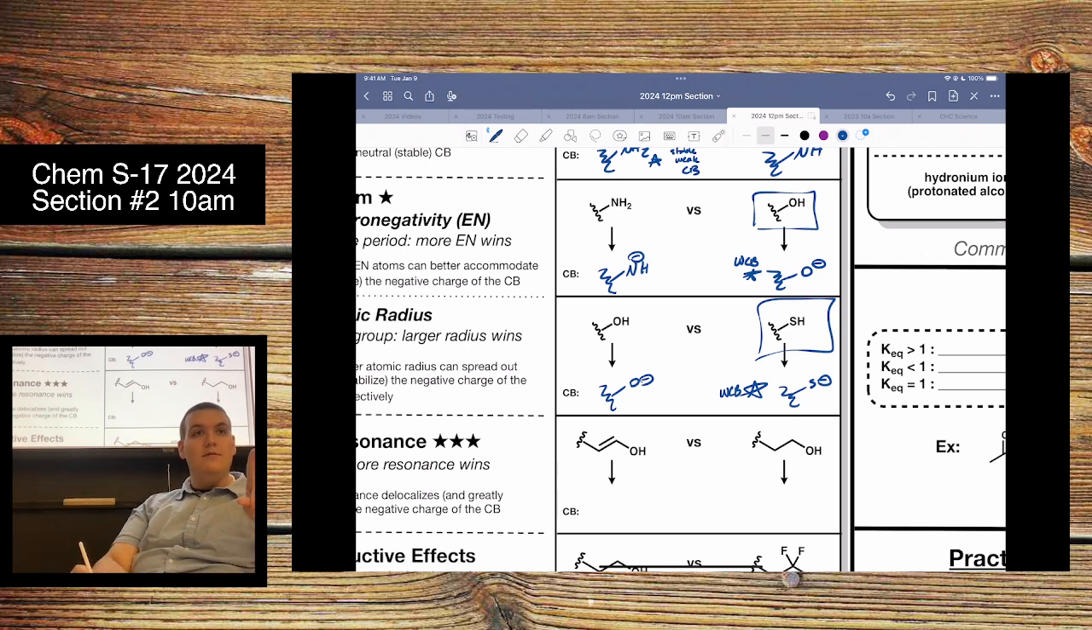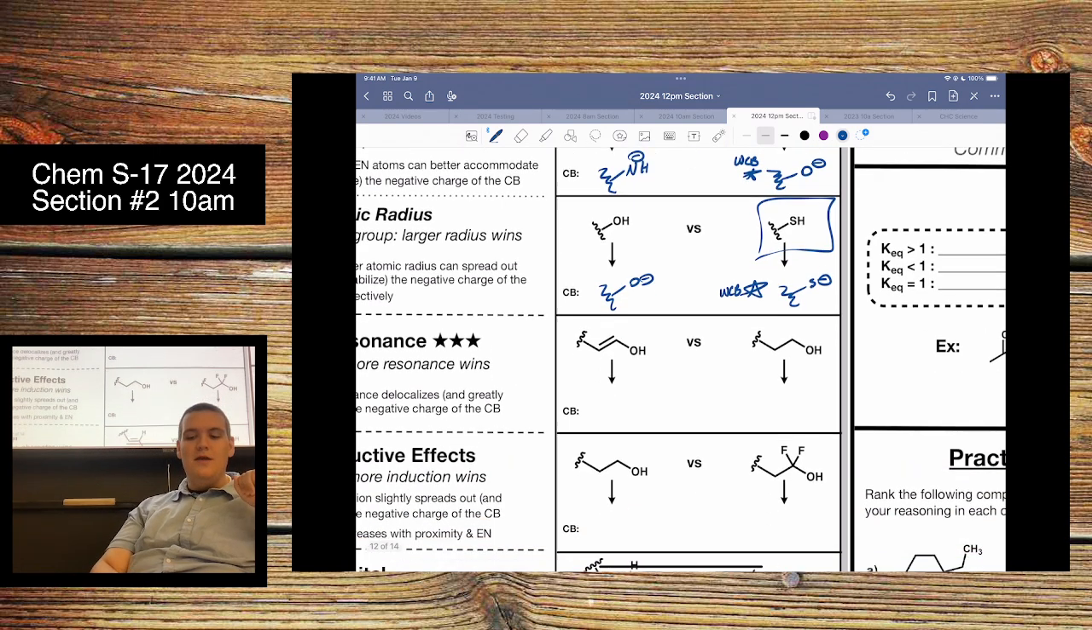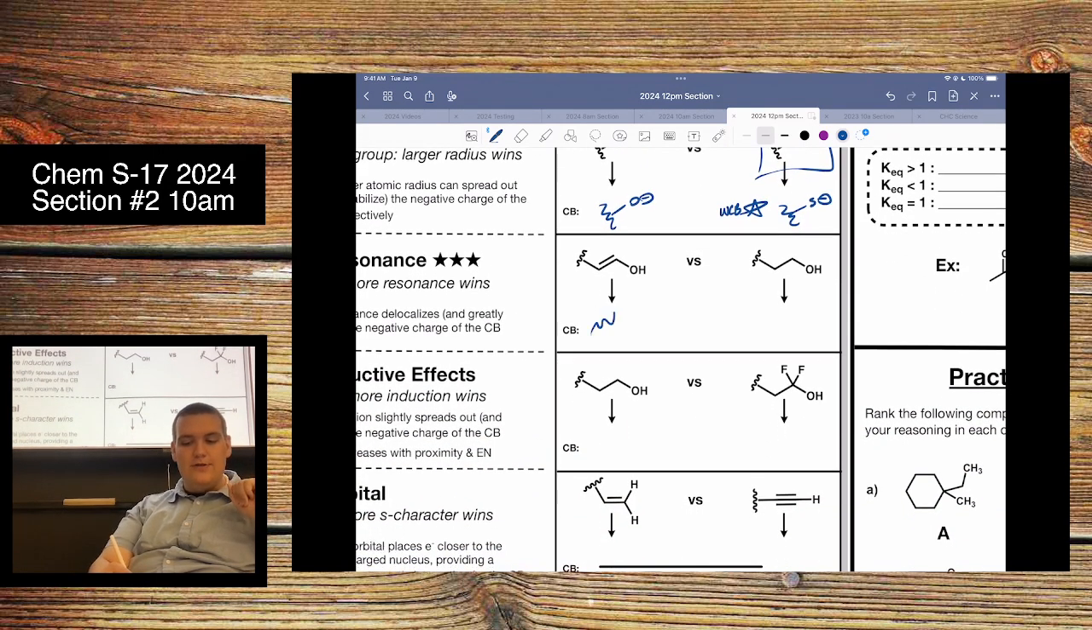These are on the same column of the periodic table, so we use radius. Row, we use electronegativity. So the radius trumps the electronegativity? It just depends on where we're looking. Are we comparing them in the same column or the same row? And if it's neither, I'll get to that. Okay, next one, I'm just going to draw out the conjugate base.